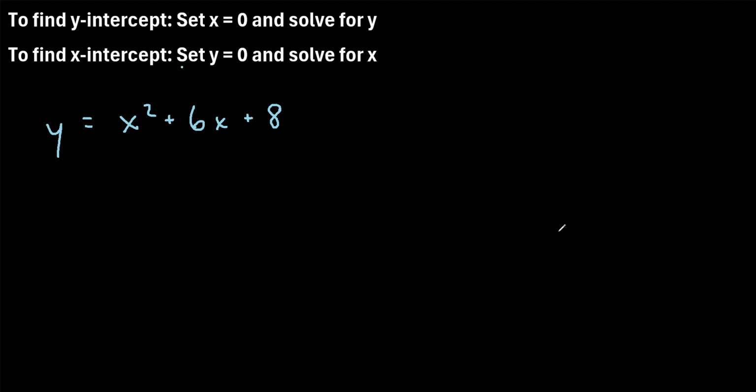And to find the x-intercept, we do the opposite. We set y equal to 0 and we solve for x. So let's start by finding the y-intercept. So let's write that right here. Y-intercept is going to be set x equal to 0 and solve for y.